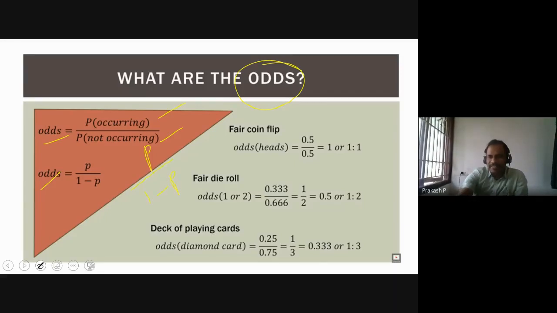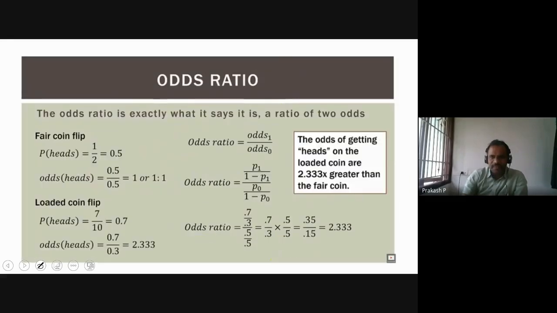Now, what are the odds for heads? 0.5 divided by 0.5, which is 1:1. For a fair die roll of 1 or 2, the odds are 1/2. For displaying a diamond card, 0.25 divided by 0.75. Odds is probability divided by 1 minus probability, so this is the ratio. Next, odds ratio. The odds ratio is exactly the ratio of two odds, odds 1 by odds 0. For example, 0.7 divided by 0.3, divided by 0.5 divided by 0.1, gives 2.33, the odds ratio between these two.